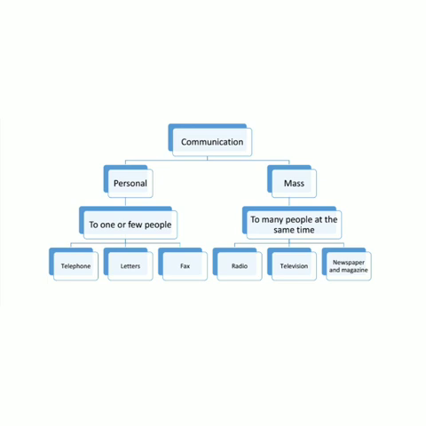Yeah. Now it's mass communication's turn. So, to many people at the same time. It has been divided into 3 again. So, what are the means of mass communication? Radio. Yes. Television, popularly known as TV, yeah. And the third one, newspaper and magazine.